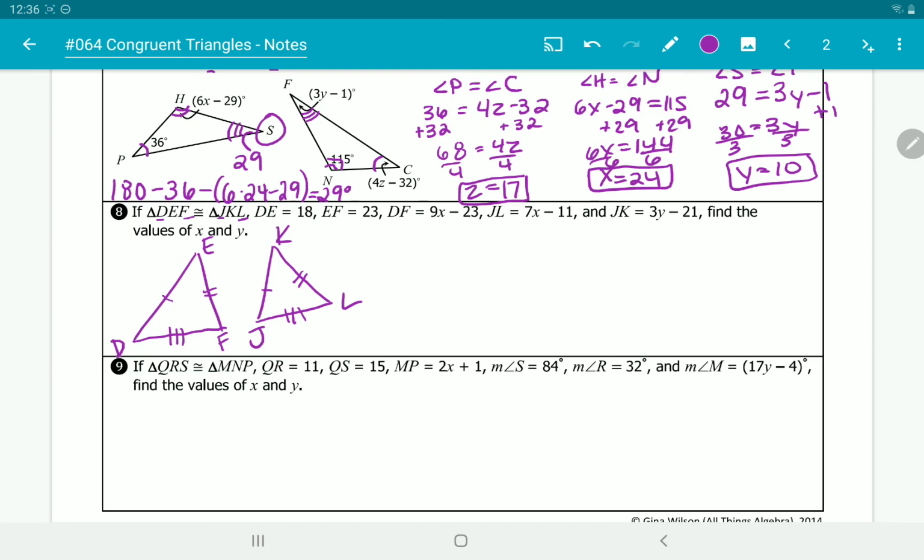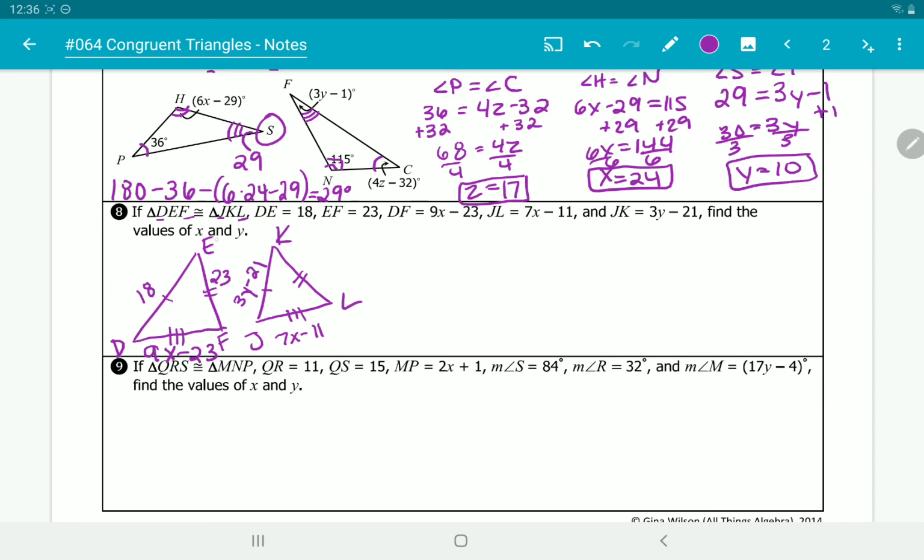So we know that DE is equal to 18. Okay, EF is 23. DF, this last one here, is 9x minus 23. Okay, JL is 7x minus 11. JK here is 3y minus 21. Okay?